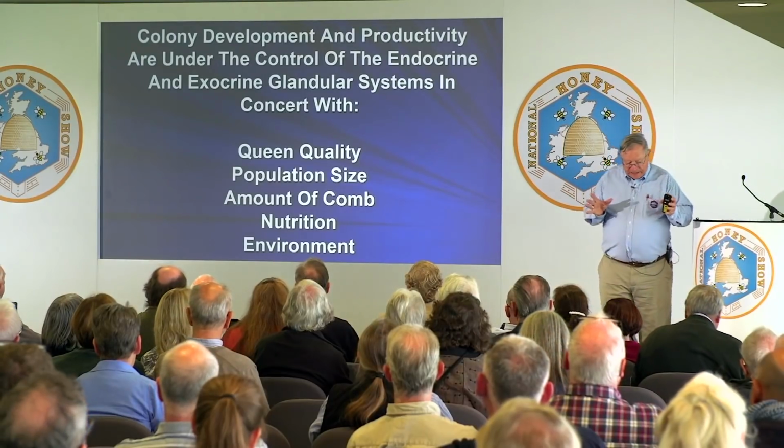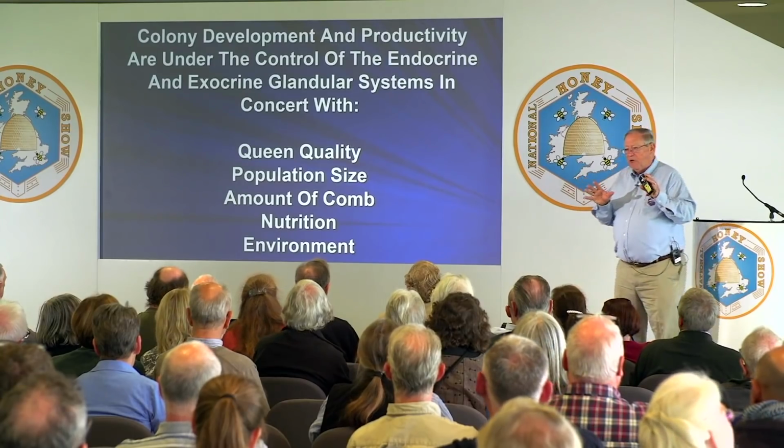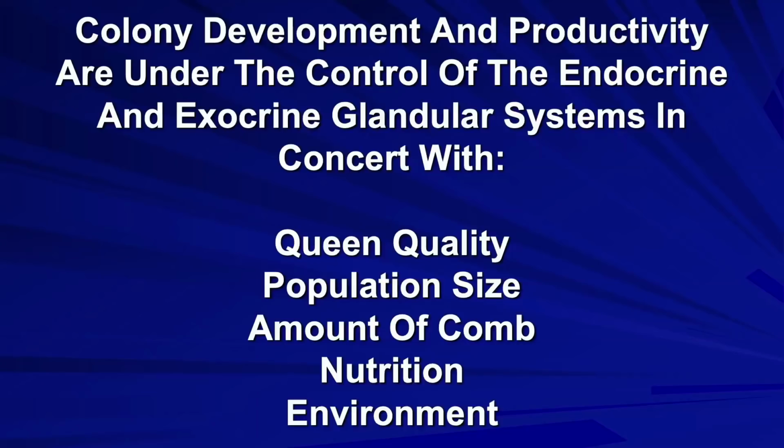What is our take-home message today? And I realize it was pretty scientific and it was highly complex. Hopefully you followed me most of the time and you understand partly what we're trying to say. The take-home message is that colony development and productivity are under the control of both endocrine and exocrine glands in concert with queen quality, the size of the bee population in the hive, the amount of comb that's present, the nutritional state of that colony, as well as environmental factors. So many, many factors are going to affect the development of what we want, a productive honeybee colony.